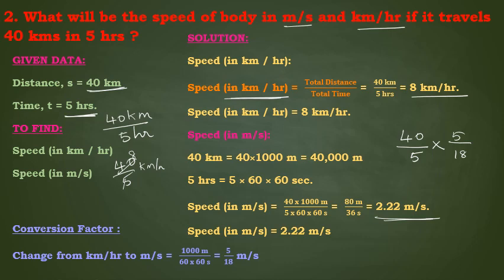So that is what I have written here. Change from kilometer per hour to meter per second is done by multiplying by 5 by 18, giving meter per second. Whenever you approach a question, first try to write the given data, what is to be found, and the formula or conversion factor which you are going to use, and then the solution.